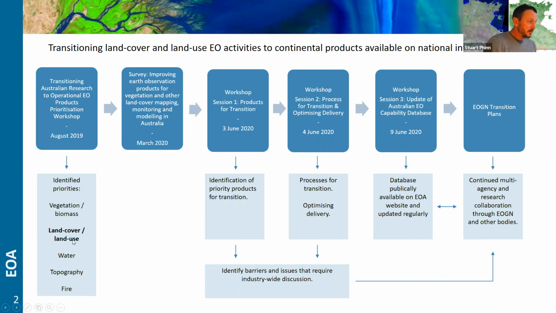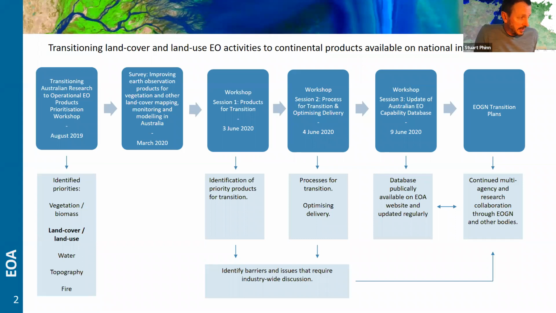There were essentially 5 priority areas we identified: vegetation, land cover and land use, water, topography, and fire. Two weeks ago, we had the workshops for looking at vegetation products and services, and that was a good learning experience, and we're hoping to apply some of that to this week's workshop.